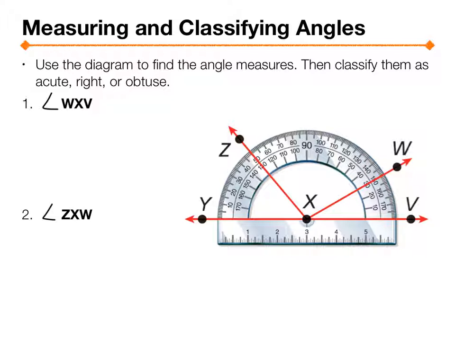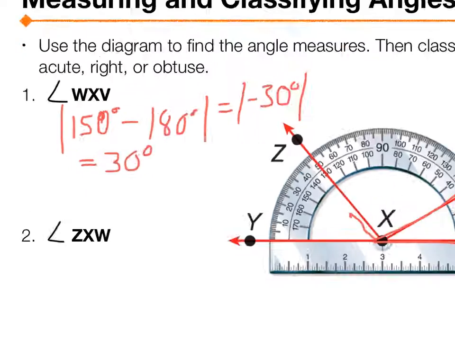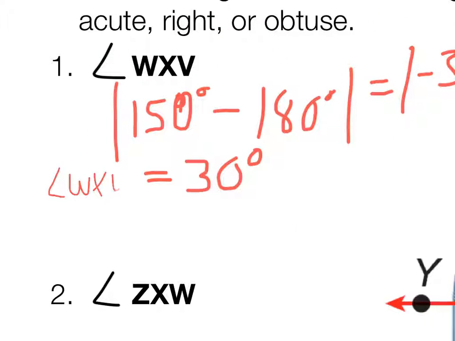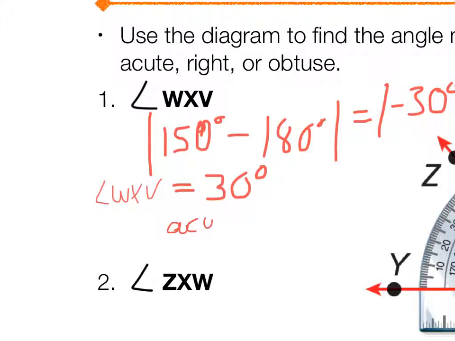Use the diagram to find the angle measures, then classify them as acute, right, or obtuse. So first we have angle WXV. So W, we can see, is at 150 degrees. And then we subtract V, which is at 180 degrees. And we take the absolute value of that, which gives us the absolute value of negative 30 degrees. And we take the absolute value and we get angle WXV is equal to 30 degrees. And since 30 is less than 90 degrees, this would be an acute angle.